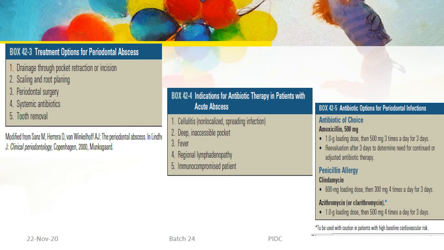Next, coming on to the indications for antibiotic therapy in patients with acute abscess. You can prescribe antibiotics if the patient has cellulitis, a deep inaccessible pocket where scaling or root planing is not possible, fever, regional lymphadenopathy, or is an immunocompromised patient. Antibiotic options available for periodontal infections are amoxicillin 500 mg, 1 gram loading dose, then 500 mg three times daily for 3 days, with reevaluation after 3 days. If the patient is allergic to penicillin, then you go in for clindamycin or azithromycin.